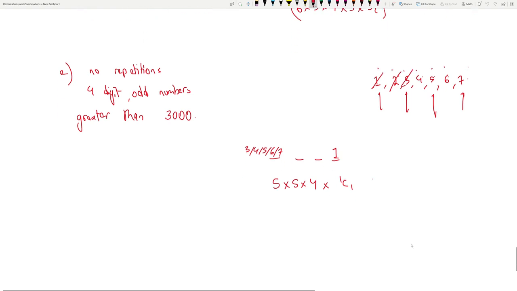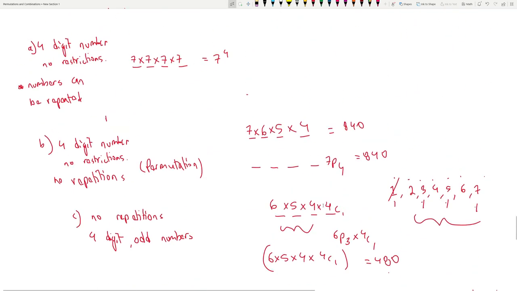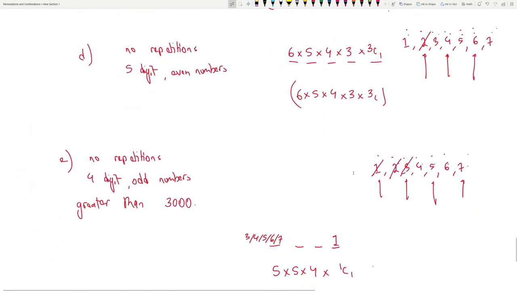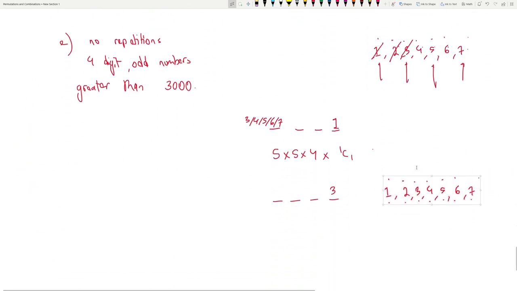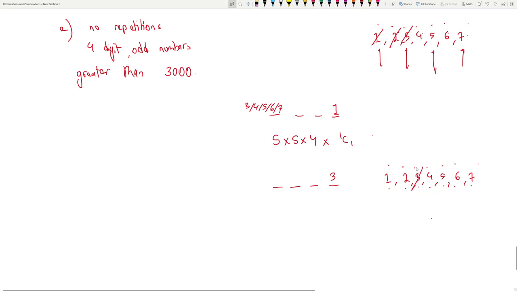Okay, so we are done with 1. Now let's start with another one. Why don't we do it with 5, for example? Let's start with 5. Or let's do it with 3 first. So I use 3 here. I made it odd. So what can I put in the beginning over here? Let me copy this, wait. So I used 3. So 3 is done. So to make it greater than 3000, we can use 4, 5, 6, or 7. So that is 4C1 on the first blank.